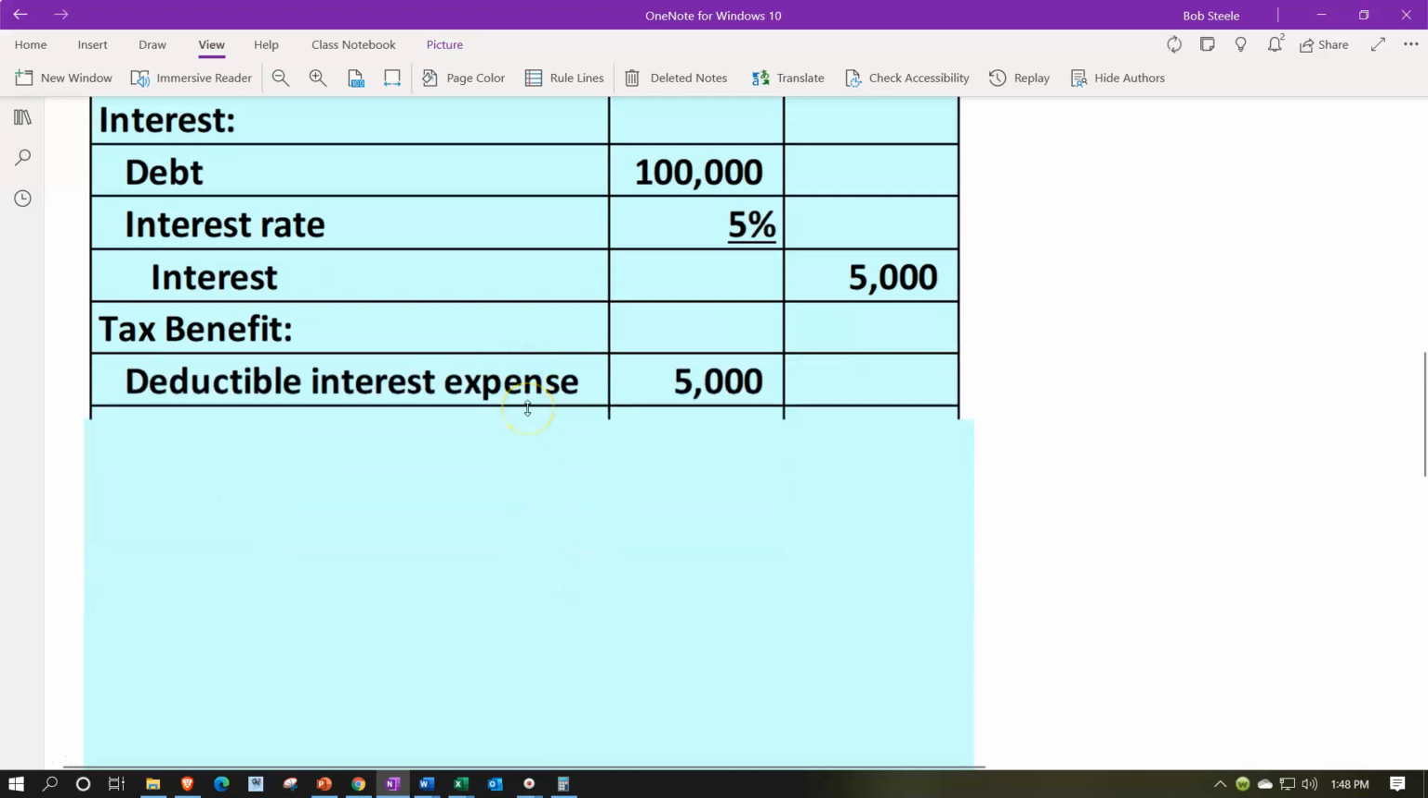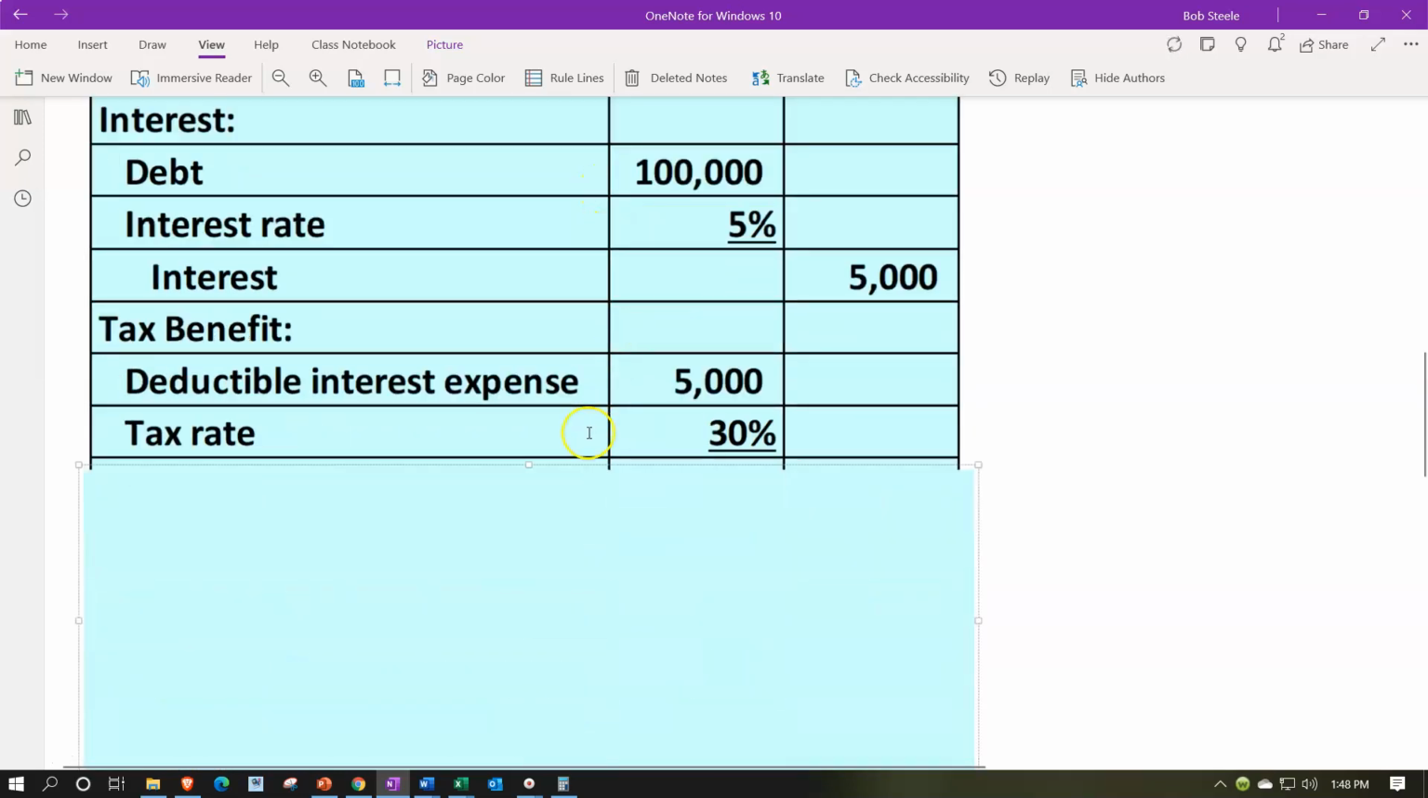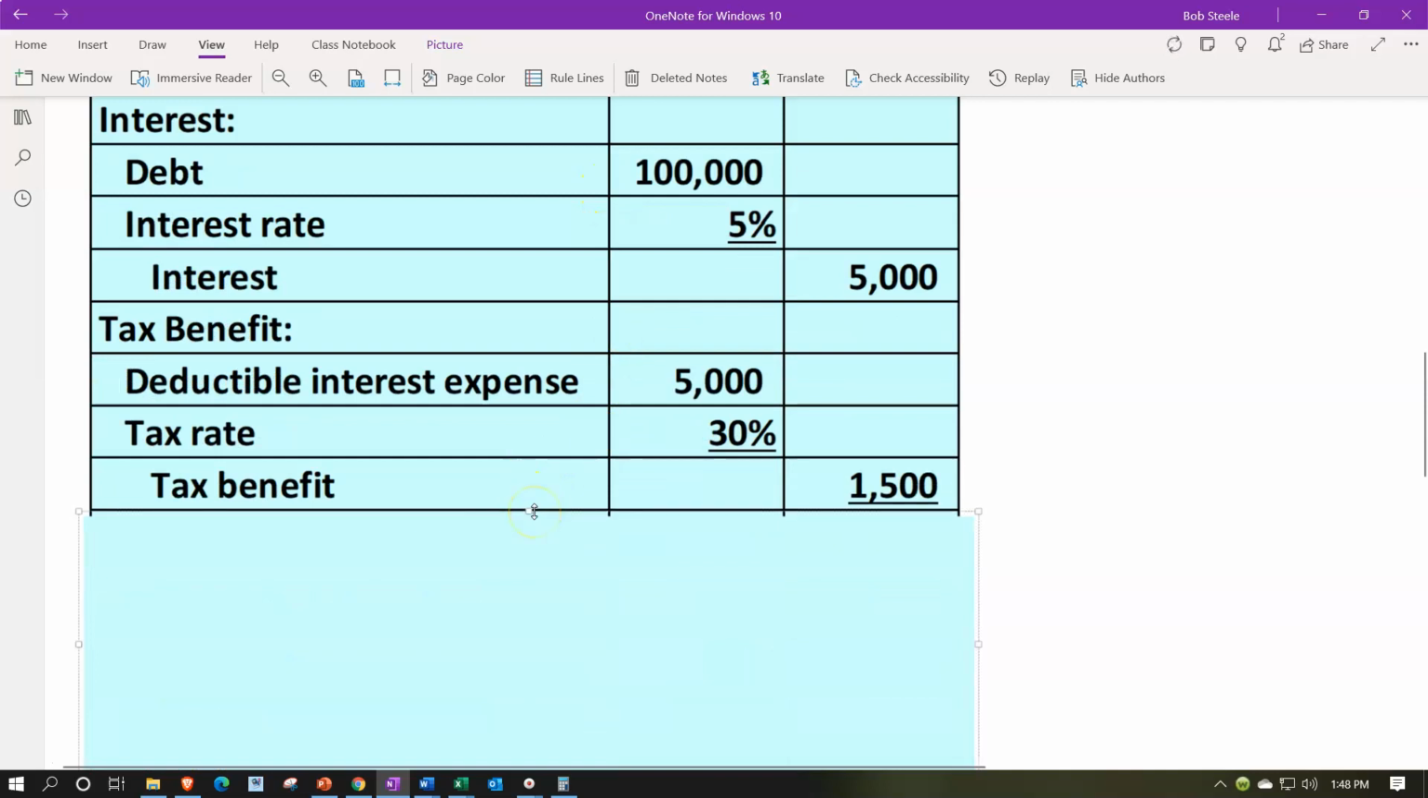If we have the tax benefit, we can take that deductible interest, which is now an expense to us, or a deduction, right? An expense, which would be kind of like a business deduction, times the tax rate, which we're saying is 30%. It's going to have an impact of the 30%. Then, therefore, we have a tax benefit of the 5,000 times the 30%, or 1,500.